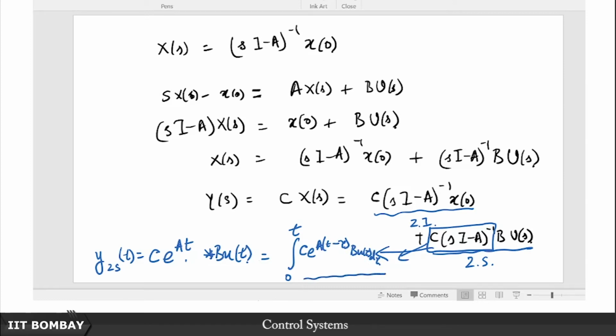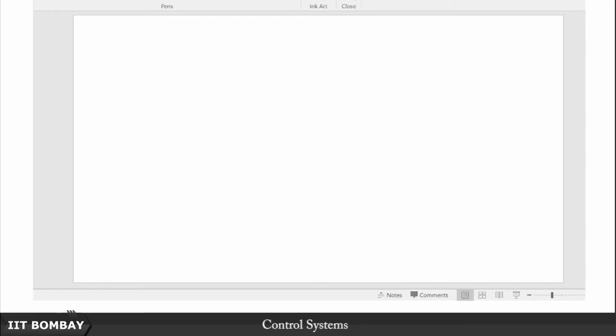So this is all there is to my 0 state response, okay. This is due to the forcing function that is coming in. If your initial conditions are all 0, then this is the only output you will see, alright. So we have already seen this, so now we want to translate this.